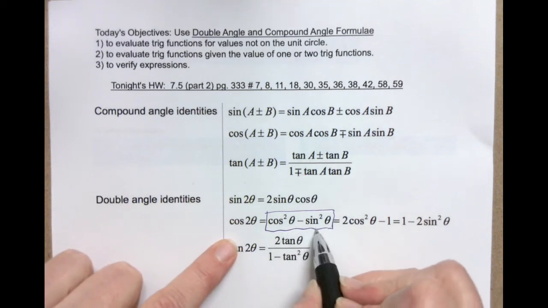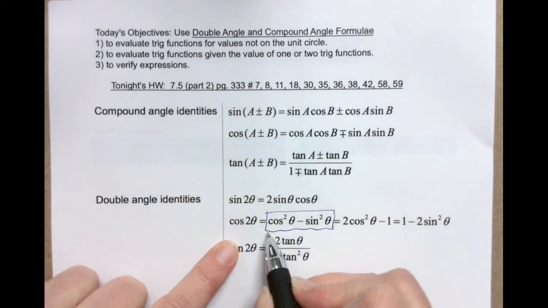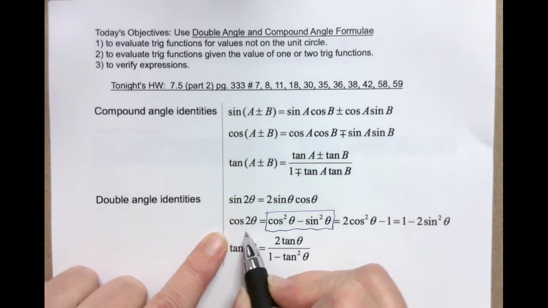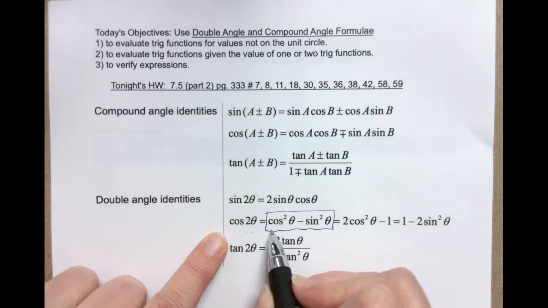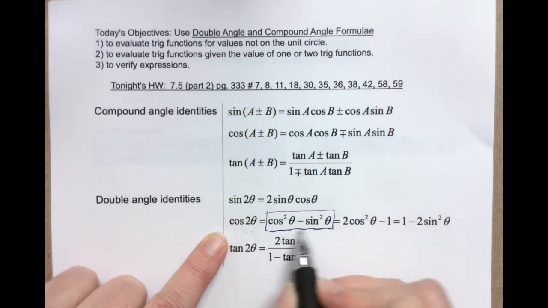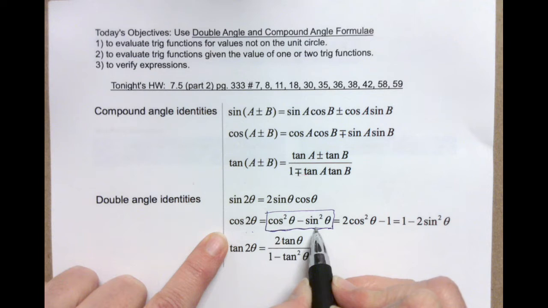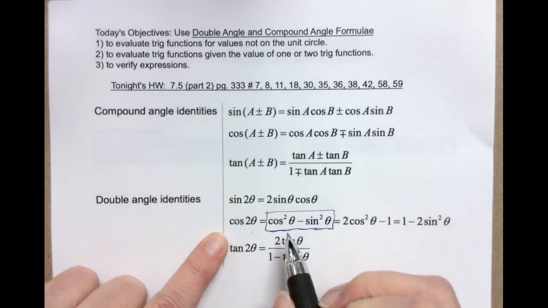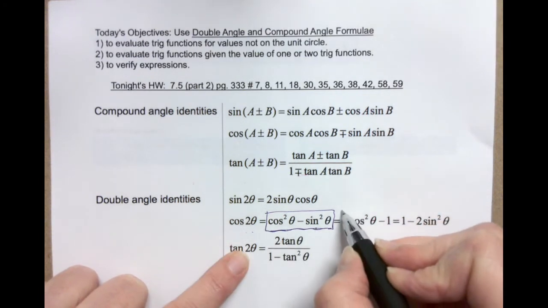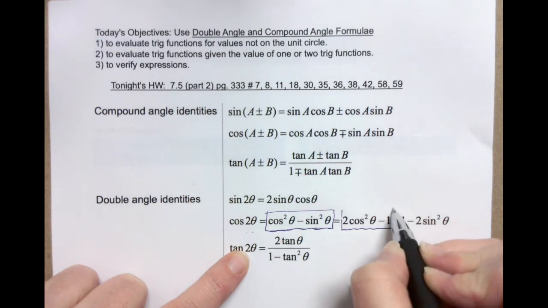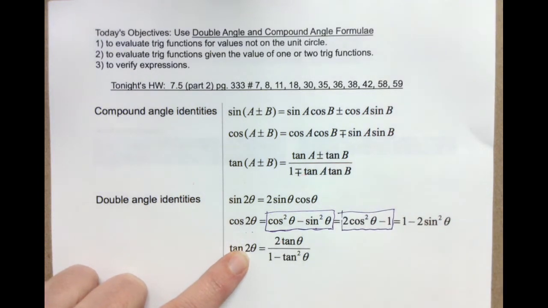Anyway, cosine of 2 theta is the same thing as this. Or, if you prefer, that is the way you can do it.